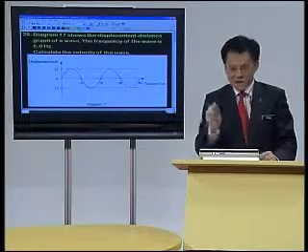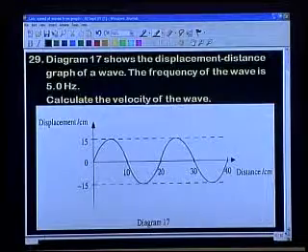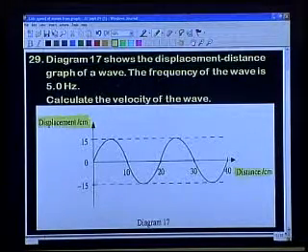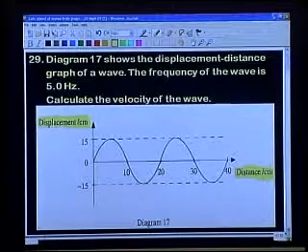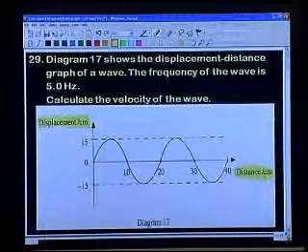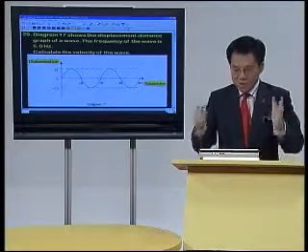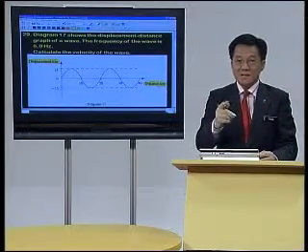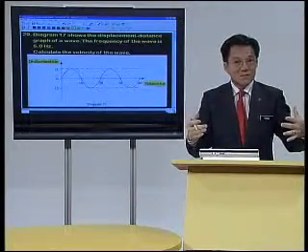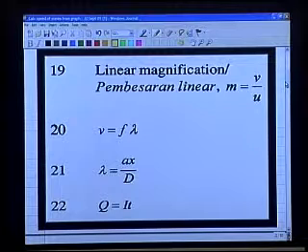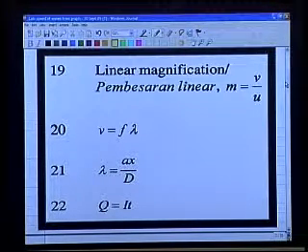Now number one, notice that this is a displacement versus distance graph for a wave. Here is distance. The horizontal axis is distance, it is not time. So that is number one. In order to understand and to calculate the velocity of the wave, first question is, what is the formula that I can use? Look at the formula page. Indeed, there are a few formulas here, doesn't matter. You have to understand which is a suitable formula.